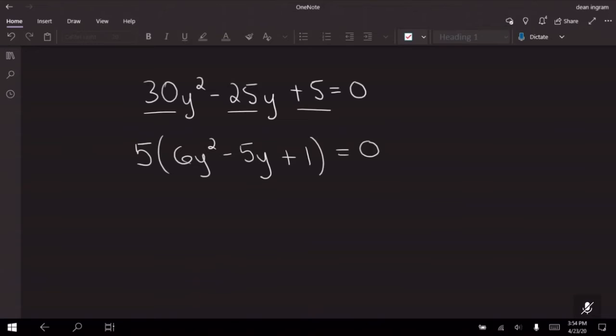Now we're going to want to factor the quadratic inside the parentheses the same way we would factor a regular quadratic with an a term that is something other than 1. So in this case, we're going to have to use the AC technique, where we multiply the a term and the c term together. And in this case, 6 times 1 is equal to 6. So we need to find two terms that multiply to 6 and add to -5. And -5 is the b term in this case.